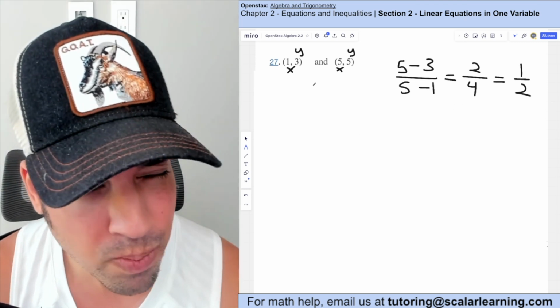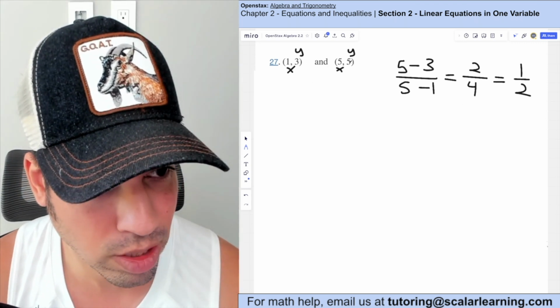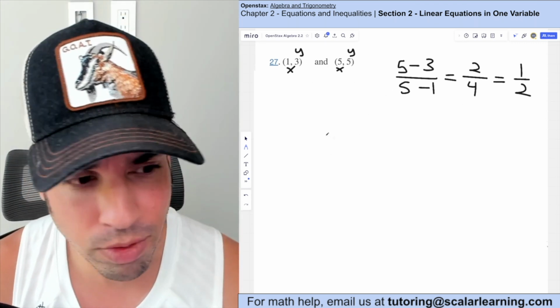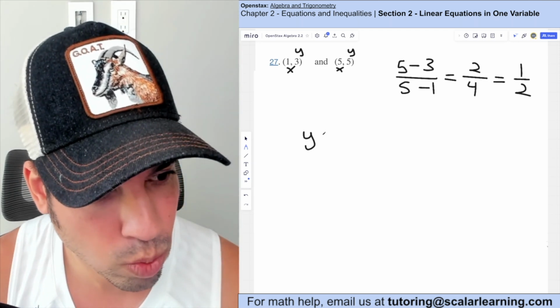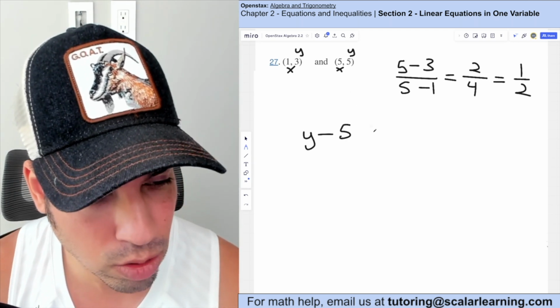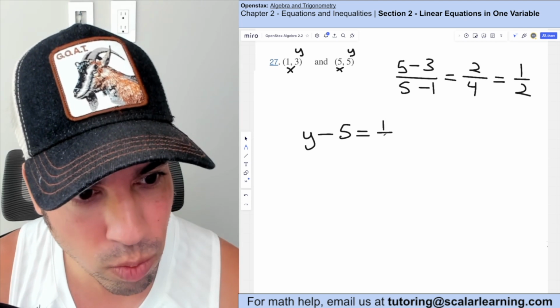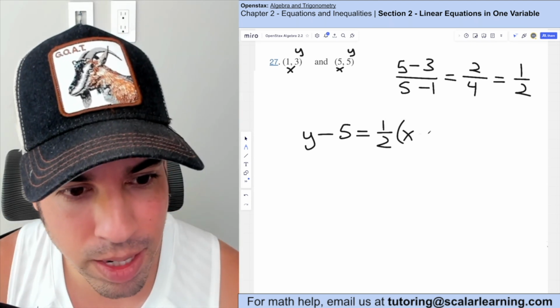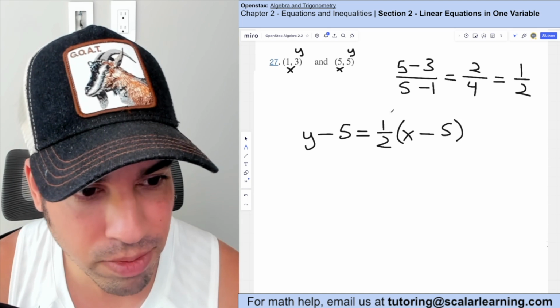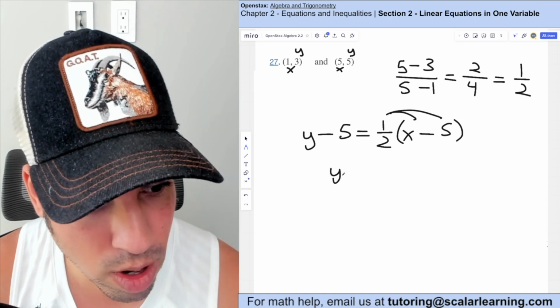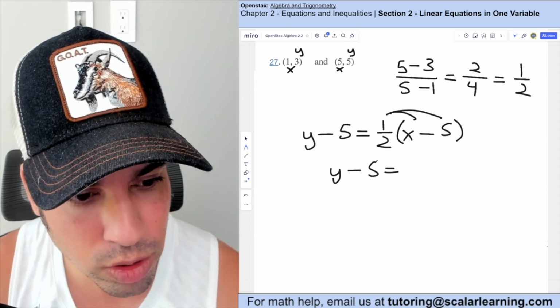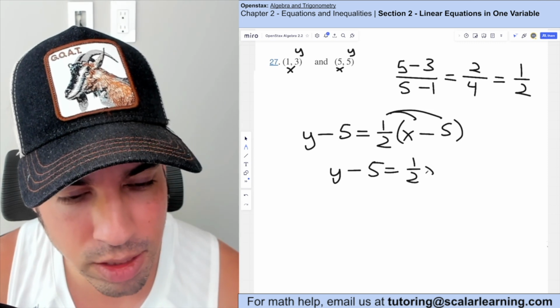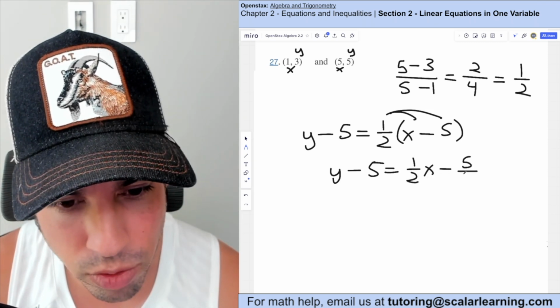Now we can use point slope, and I can use either points here. I'll use 5 just for fun. So using point slope, it's y minus 5, which is the y1 value, equals the slope of 1/2 times x minus x1, which happens to also be 5. Now I'm going to distribute the 1/2. Y minus 5 equals 1/2 x minus 5 over 2.